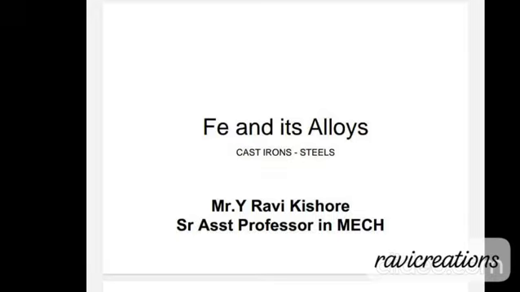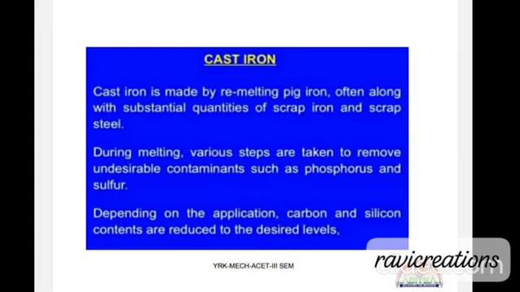In this video lecture, I will explain about cast irons, which are categorized under iron and its alloys. Generally, cast iron is made by remelting pig iron, often along with substantial quantities of scrap iron and scrap steel.